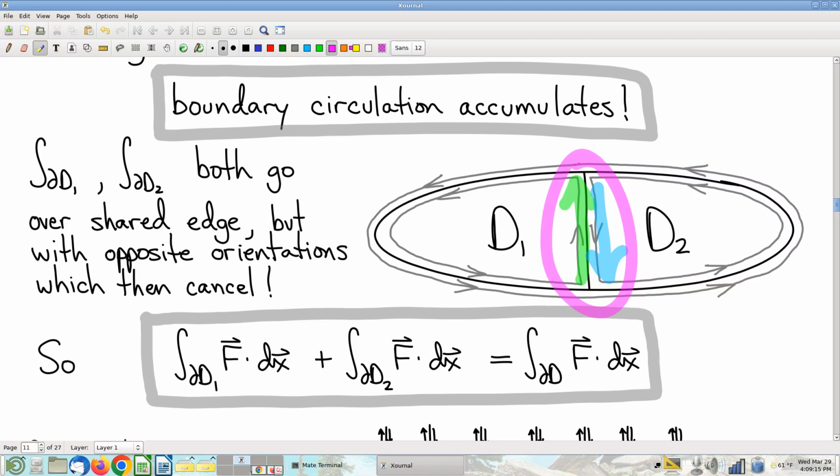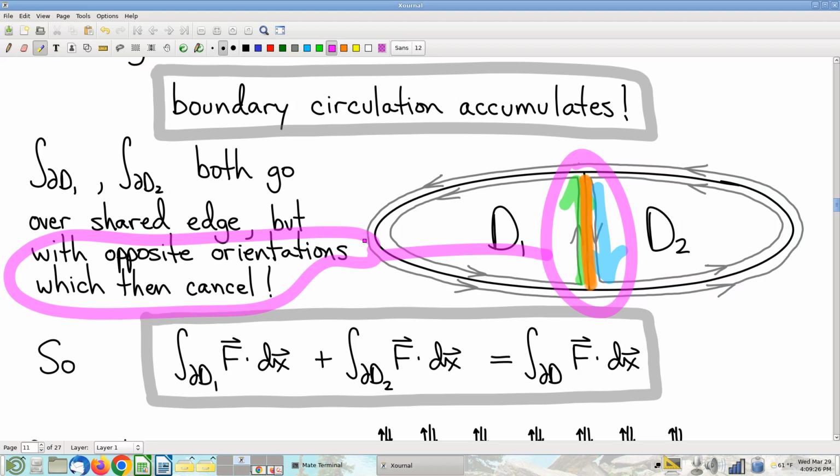These two pieces of line integral are over the same edge, but with opposite orientations, which means their values are negatives of each other. That means that they cancel. And in fact, that difference that we think we're looking at there is actually zero. So they're the same. The whole is the sum of the parts. And it's all because of the orientations.